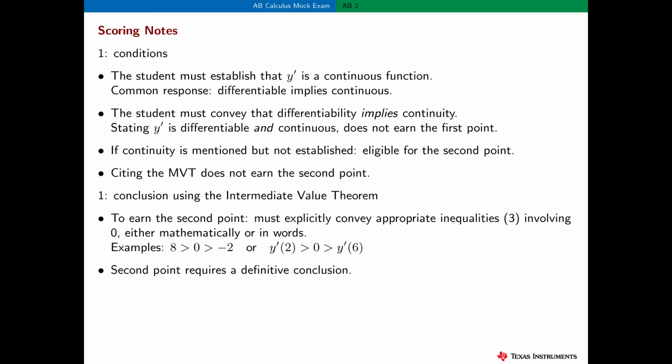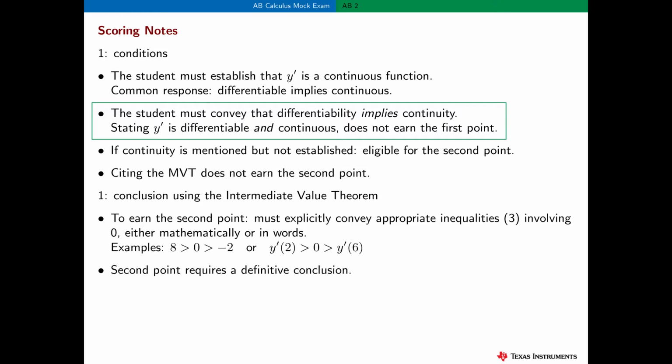Here are some interpretations of these scoring guidelines to help understand how points are earned and to help prepare for the next AP Calculus exam. The student must establish, convey in some manner, that the function y prime is continuous. Now, the most common response in this type of problem is differentiable implies continuous, or differentiability implies continuity. We'll accept either of these phrases for the first point.